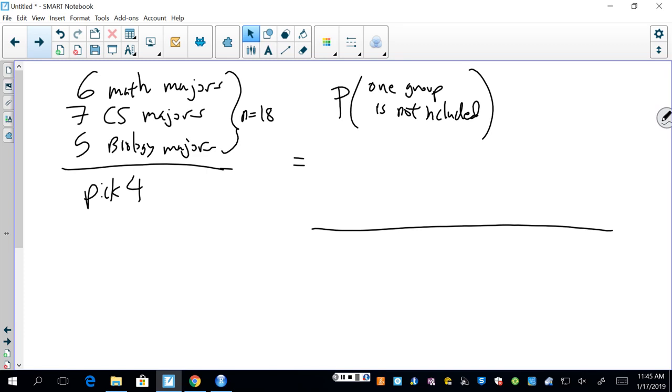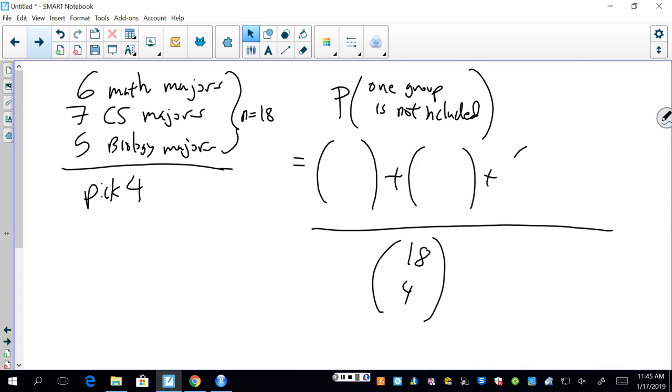Downstairs is 18 pick 4. The denominator can be 18 pick 4: 18 people, you have to pick 4. And so the top can be 3 different things: 12 pick 4, 11 pick 4, and 13 pick 4. This one's a little bit more involved, but there's 3 parts here, 3 different ways of satisfying one group is not included. So you leave out the math majors, you're left with 12 people. So 12 choose 4. So this is leave out math.